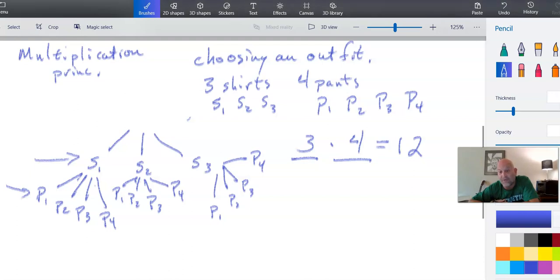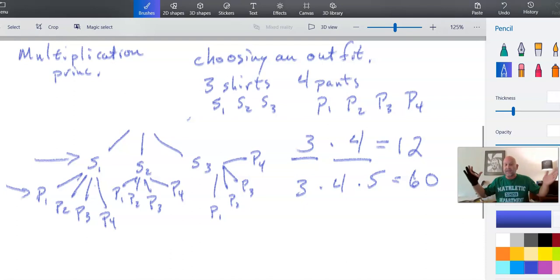Now, if we wanted to throw 5 hats in there too, so after you choose shirt and pants, you now have to choose hats. It would be 3 times 4, and if there were 5 hats, it would be times 5, right? So there would be 60 choices. So this thing keeps changing. Depending on how many choices you have for each step, you just end up multiplying all the possibilities of each choice together. That's essentially what the idea is.